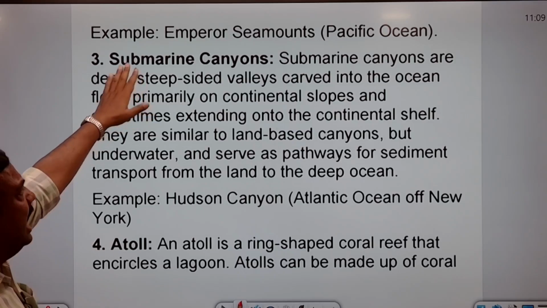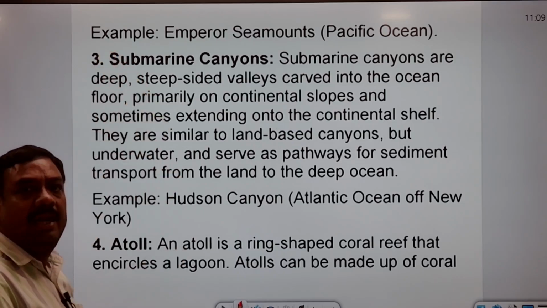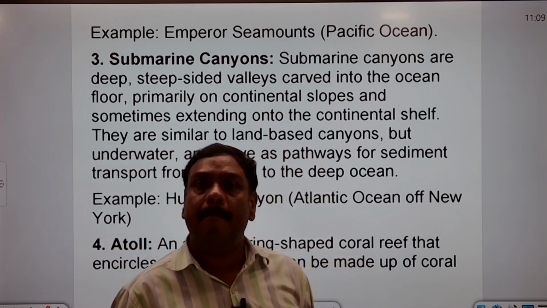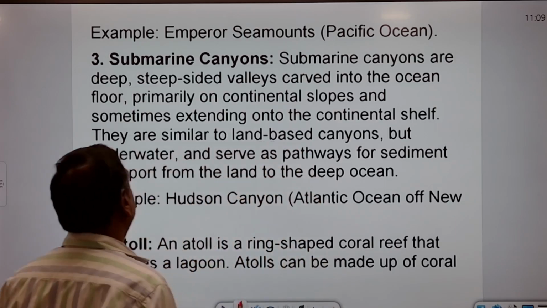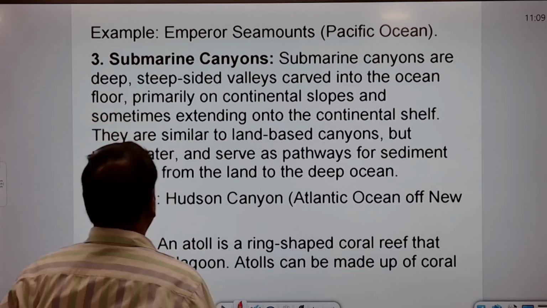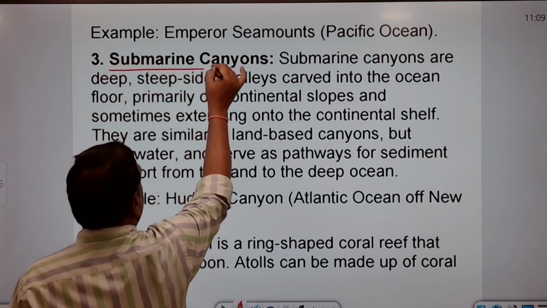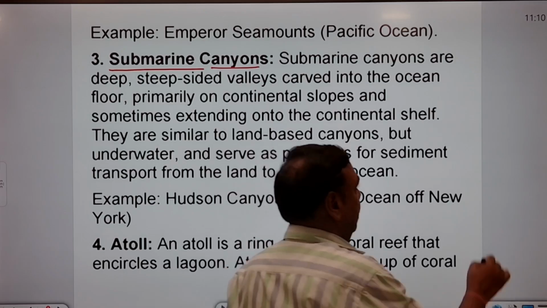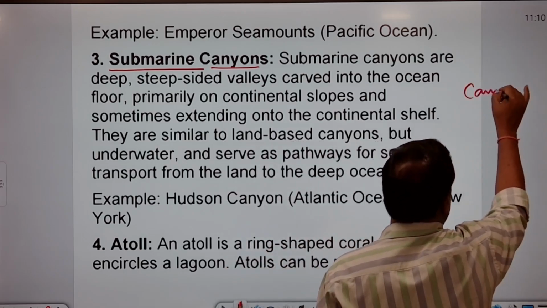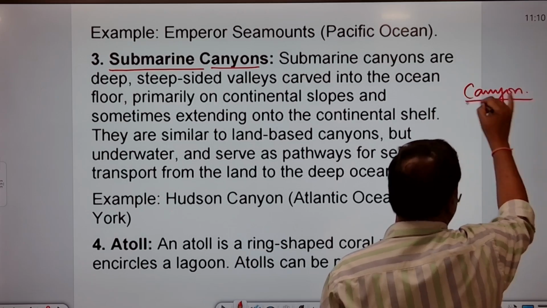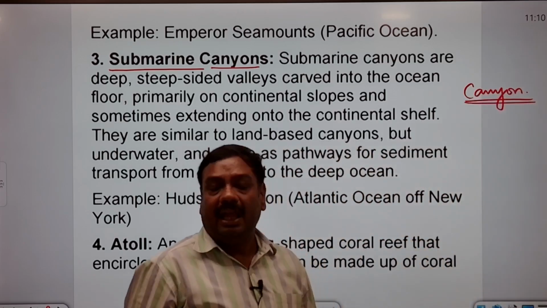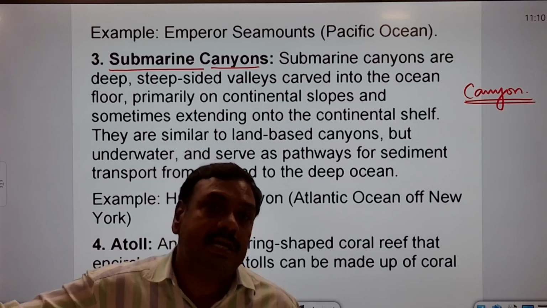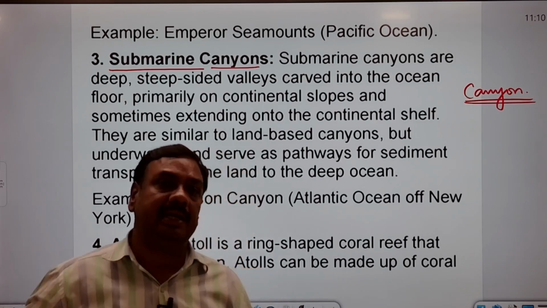Then after, we have an example, the Emperor Seamount. This Emperor Seamount has been recognized as one of the largest seamounts under seawater, and it is present in the Pacific Ocean. It is the example here. Okay. Then come to another minor relief feature called submarine canyons, right? Now these submarine canyons, as I told you, canyons are basically a kind of valley. If such canyons are found under seawater, they are called submarine canyons, right?